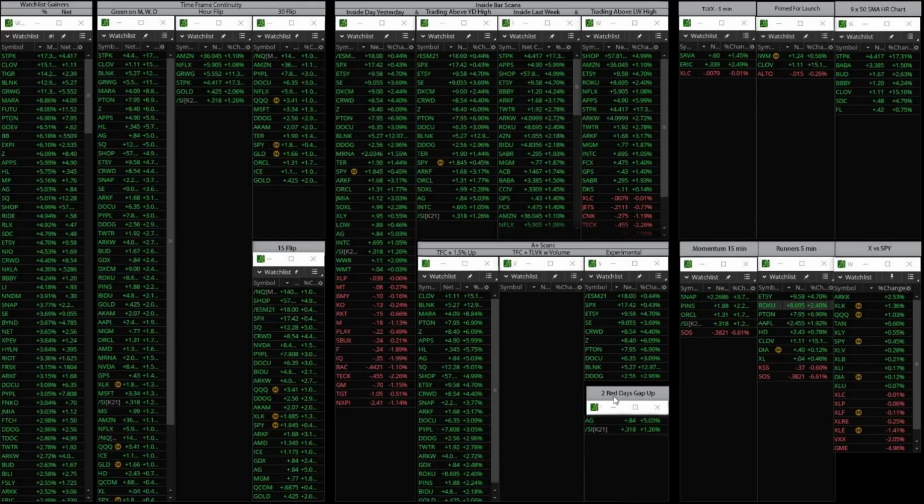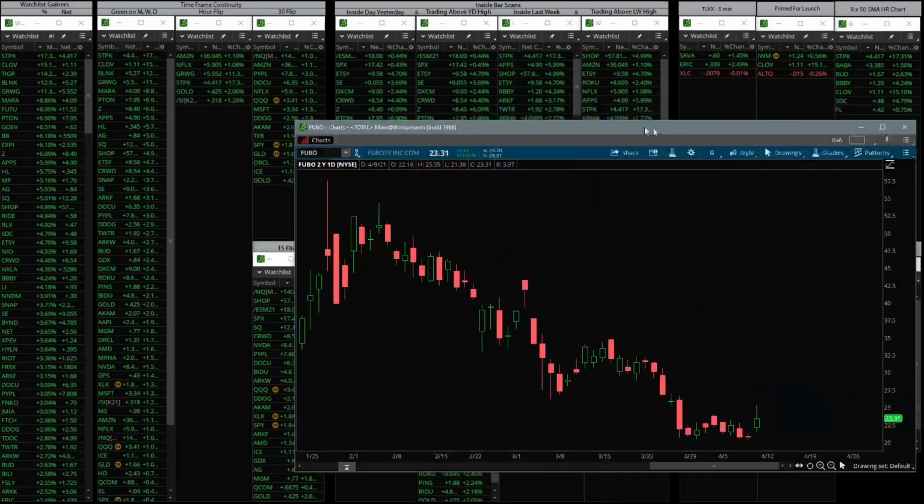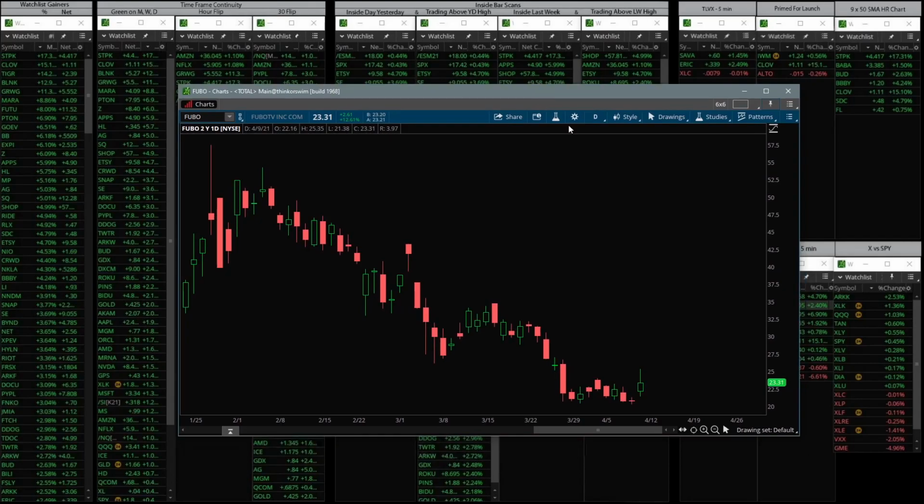This one here is a new one that I just added. 2 red days gap up. Let me show you an example of this. This is one that I've been looking at for a while, and it does have some runners. So this is Fubo from Friday, and if you were watching Fubo, it had a big run, and it's been trending down. It had 2 red days in a row, and then a big gap up. Okay, this pattern, sometimes it produces big runners, and sometimes it produces runners in the opposite direction.